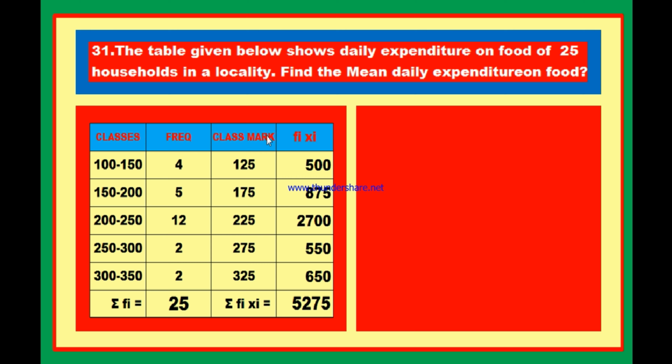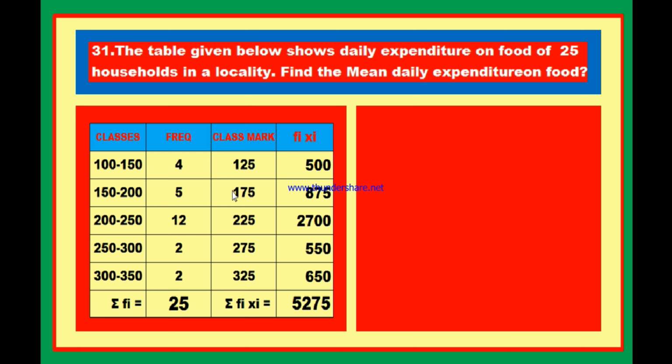In the direct method, here we have classes and frequencies. The next column is for class mark. How do you get this class mark? The class mark of a class is nothing but the average of the lower and upper boundaries. Average of 100 and 150: in order to get the average, add these two. 100 plus 150 is 250. 250 divided by 2 is 125. Therefore, the class mark of the first class is 125.